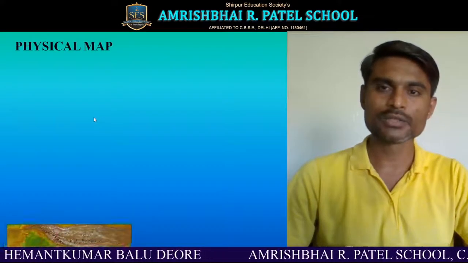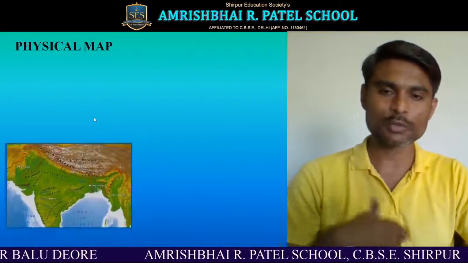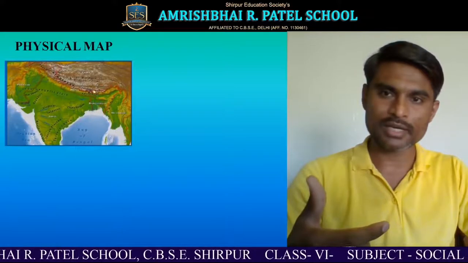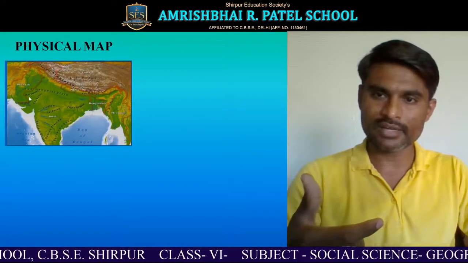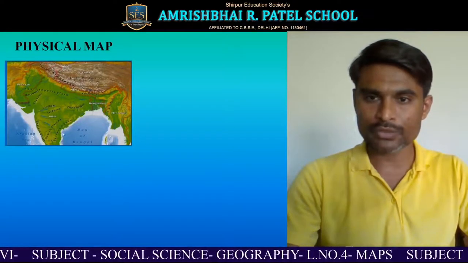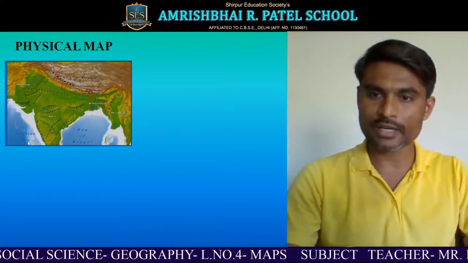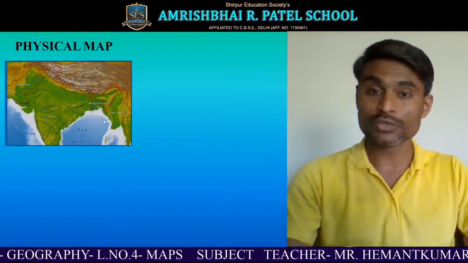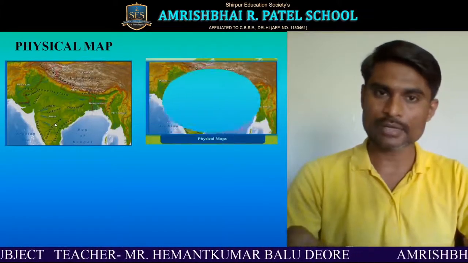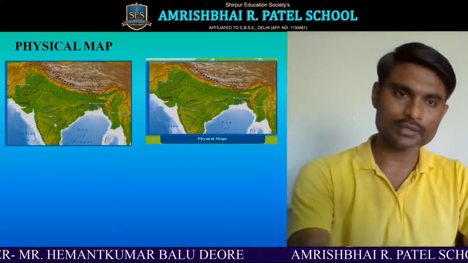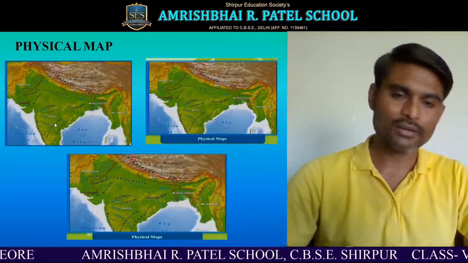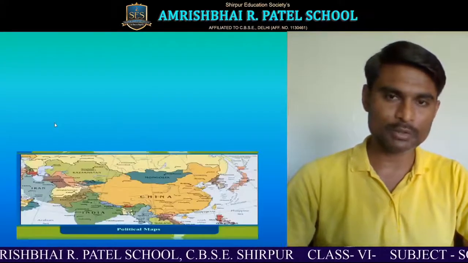Let us again understand the physical map. Here you can see the mountains: Himalaya, Aravalli, the Thar Desert, Vindhyas, Satpura, Chota Nagpur, Deccan Plateau, Eastern Ghats, Western Ghats, Arabian Sea, Bay of Bengal. So this is a physical map. It shows the physical things, the natural features. You can see the complete details here. This is an example of a physical map.